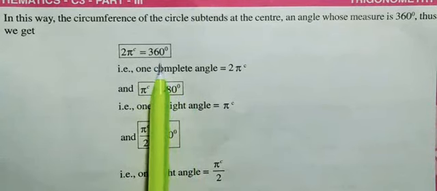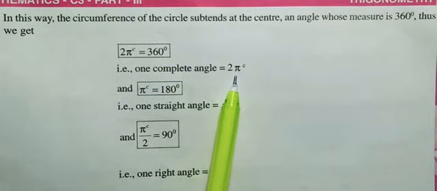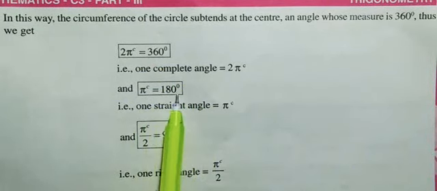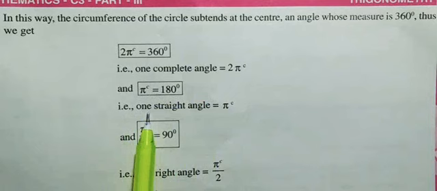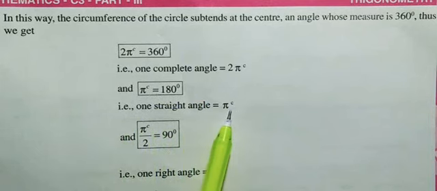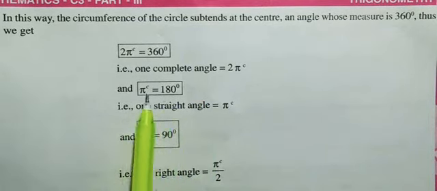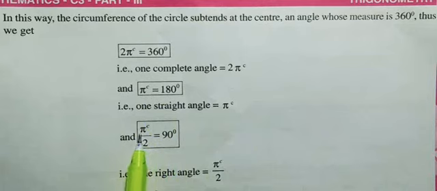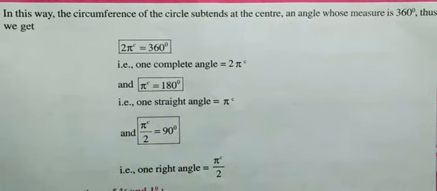360 is a complete angle. So one complete angle is equal to 2 pi radian. So pi radian is equal to 180 degree. Now one straight line is equal to pi radian, that is 180 degree. Now here pi radian by 2 is equal to 90 degree. So one right angle is equal to pi radian by 2.